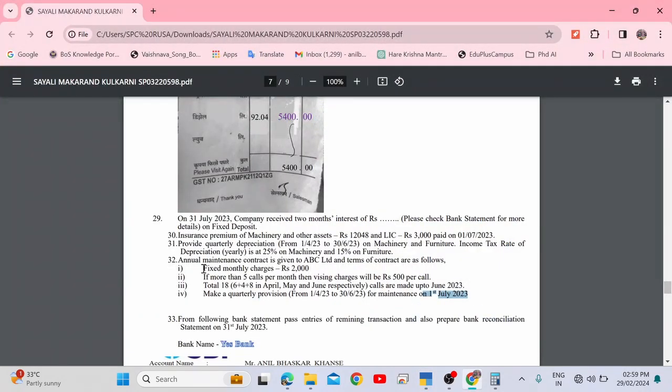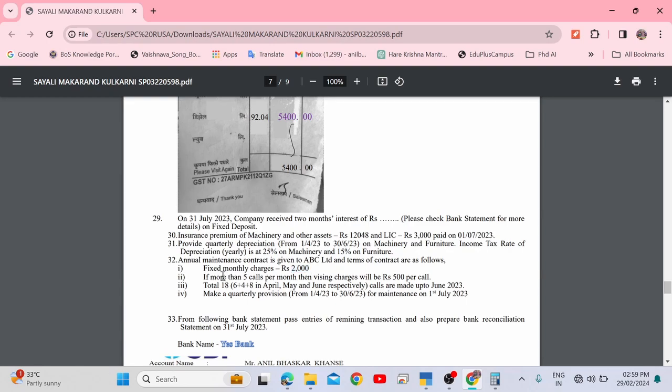And the amount, now I want the amount. Here 4 conditions are given. Fixed monthly 2,000. How many months are there here? From which date to which date is the provision required? From 1/4 to 30 June. That means 3 months provision is required, and fixed monthly 2,000 means the fixed amount is 6,000. Any doubt in fixed 6,000?